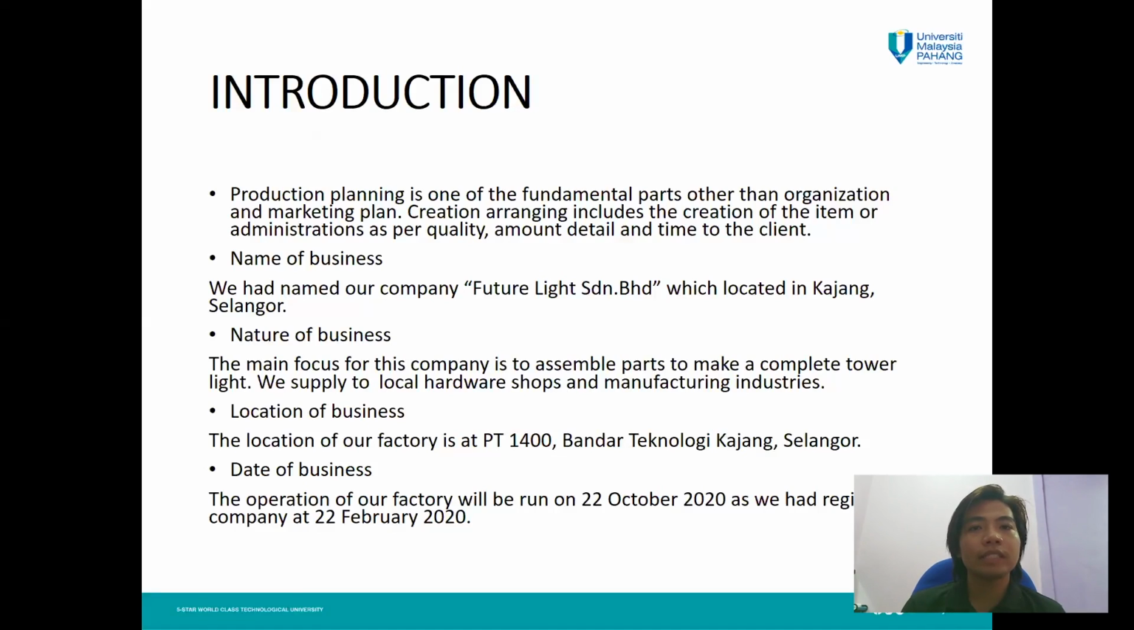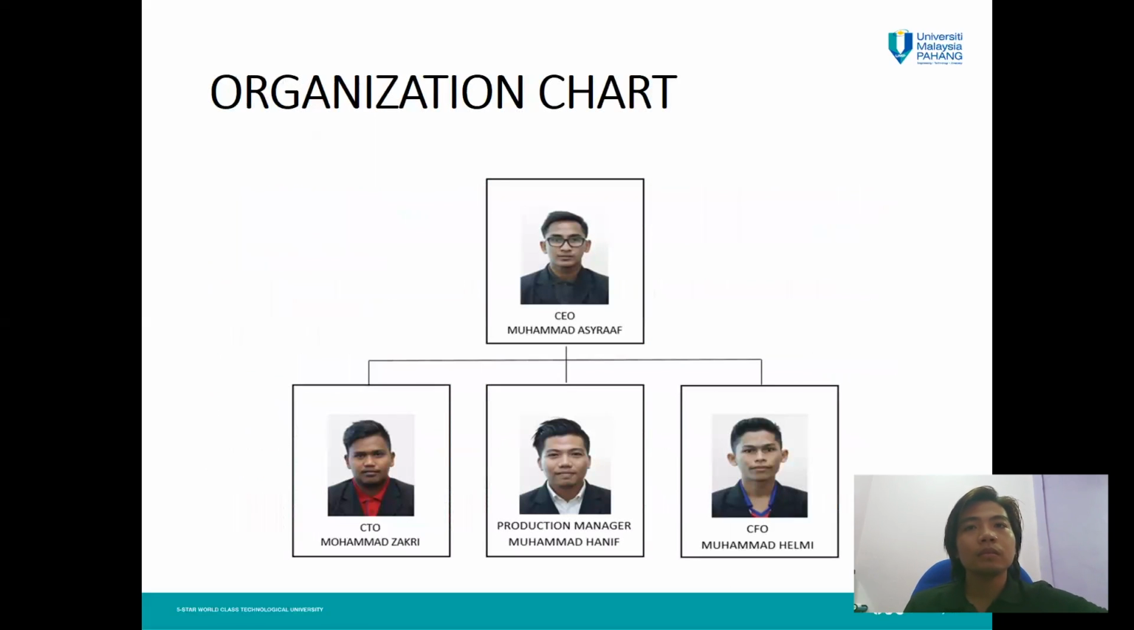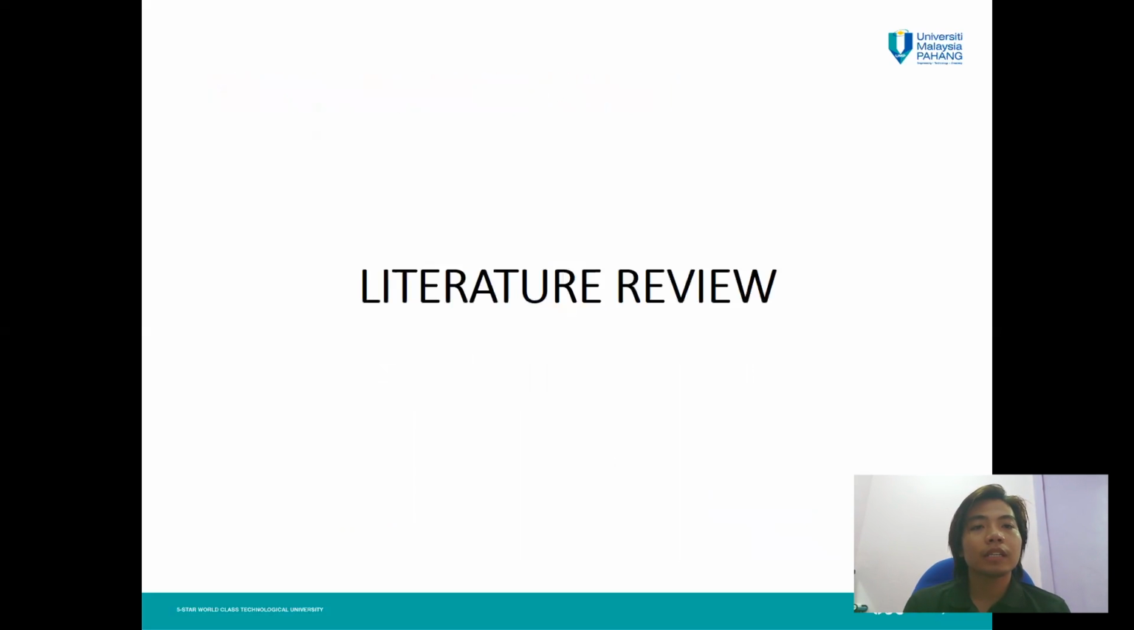For the date of business, the operation of our factory will be run on 22 October 2020, as we registered our company on 22 February 2020. For the organization chart, as you can see, MOHD Asyraaf is Chief Executive Officer, MOHD ZAKRI is Chief Technology Officer, and me, MOHD HANIF, Production Manager, and MOHD HELMI is Chief Financial Officer. That's all from me. I will pass to my friend MOHD ZAKRI.